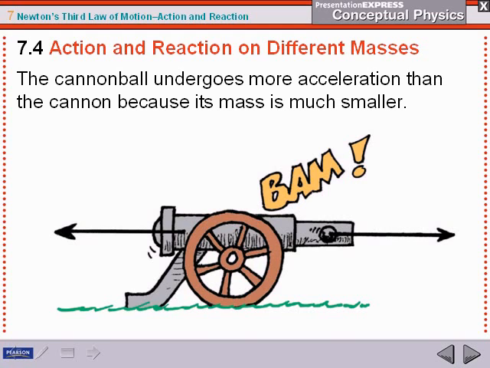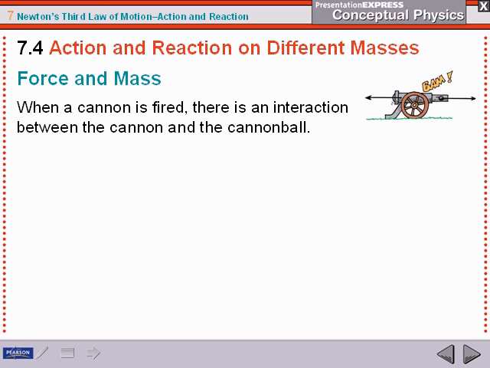This one's a little easier example to see because these are two objects that are closer in mass, in their magnitude of mass to each other. If you ever watch a cannon shoot a cannonball, you're going to see the cannon recoil. It's going to jump back a little bit, and of course the cannonball is going to head off towards its target. But you notice that the cannon does move, but its acceleration is much smaller than the cannonball because the mass of the cannonball is much smaller.